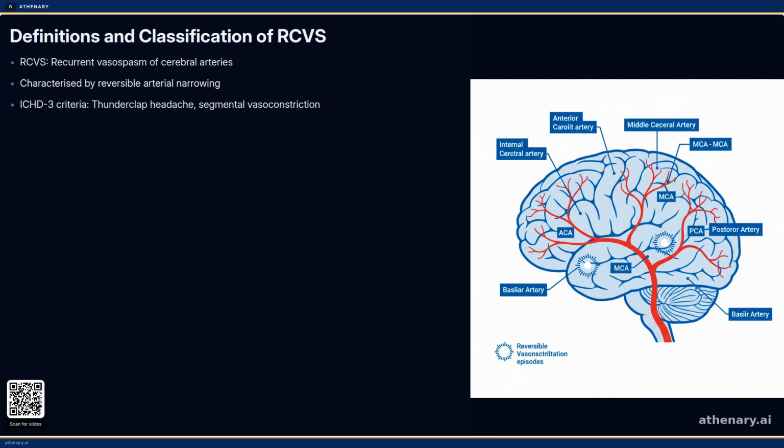This diagnostic framework is essential for clinical practice. But it immediately raises a fundamental question: what triggers this dramatic and painful vasospasm in the first place? Why do these arteries suddenly begin to misbehave in this specific, reversible way?